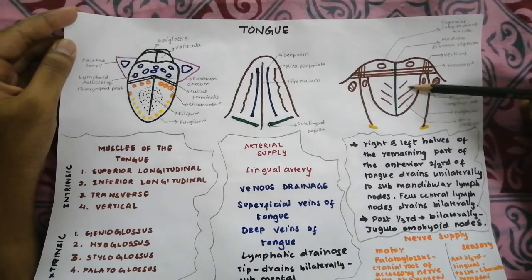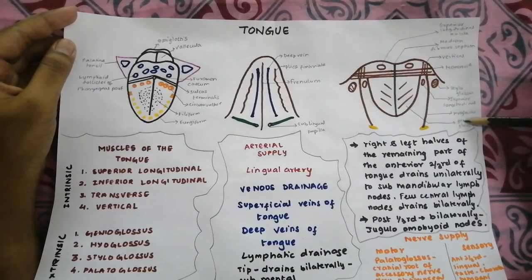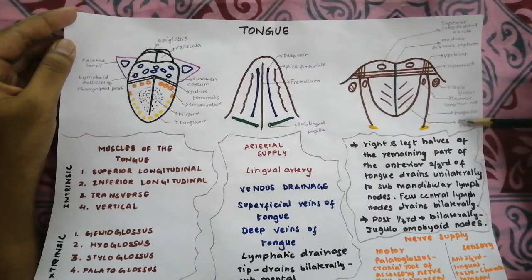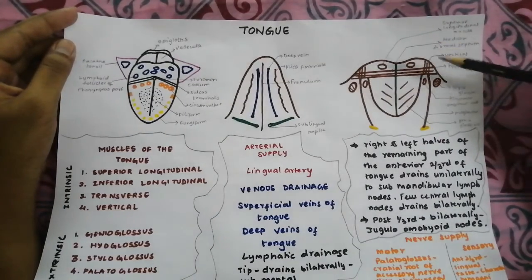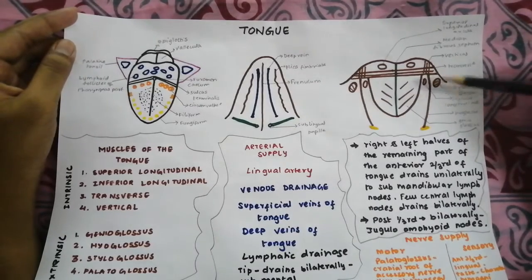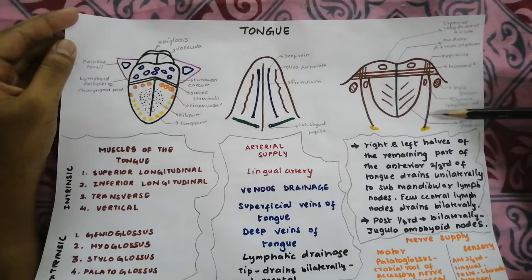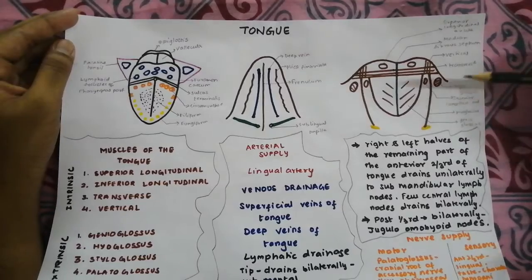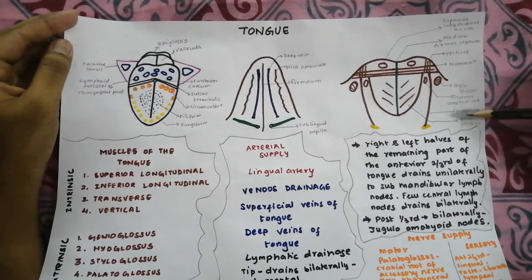Genioglossus muscle is a fan-shaped muscle. And as the name suggests, it arises from the genial tubercles and it has three fibers: upper, middle and lower fibers. Upper fibers are attached to the tip of the tongue, middle fibers are attached to the dorsum of the tongue and lower fibers are attached to the hyoid bone. The upper fibers retract the tongue, middle fibers depress the tongue and the lower fibers protract the tongue. These are the functions of the genioglossus muscle.